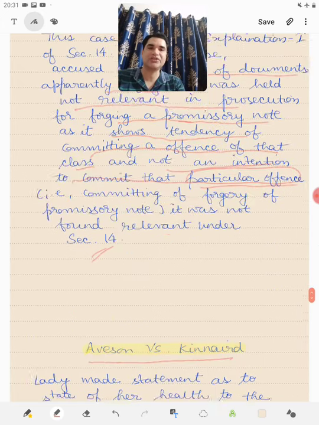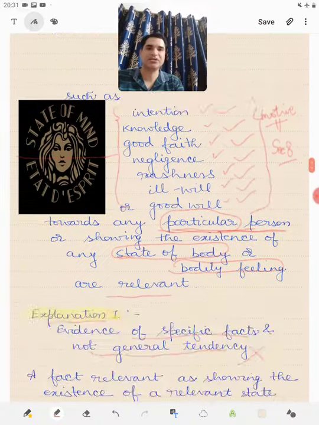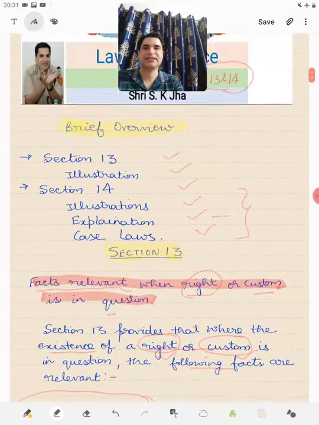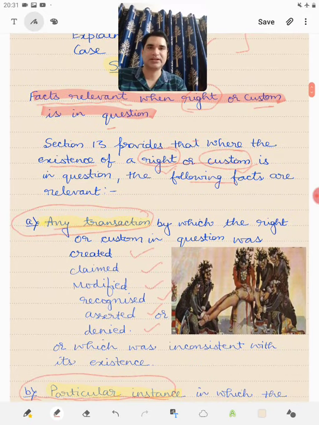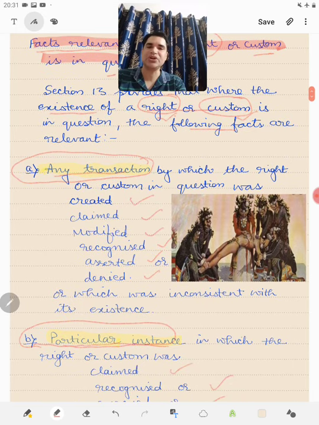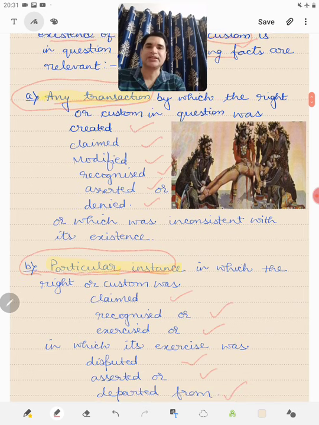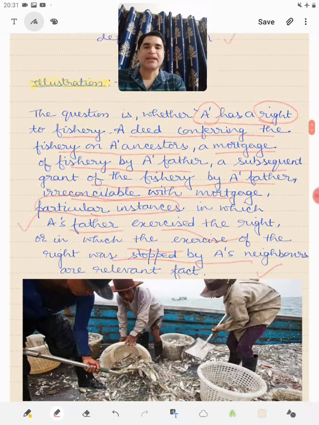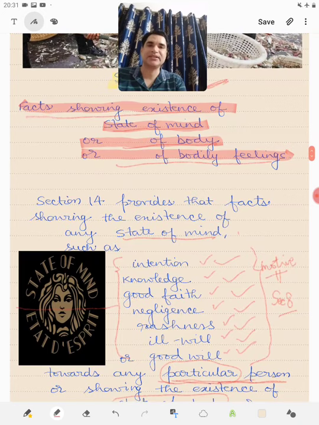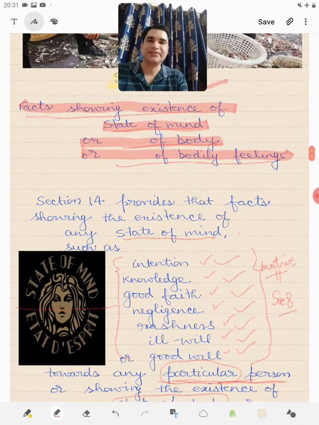We'll just have a quick revision of all that we have done in this section. We did two sections, section 13 and section 14. Under section 13, the question is whether a certain right or custom exists or not. In that case, any transaction or particular instance in which that right or custom was exercised or came into question would be relevant. Similarly, section 14 makes relevant any fact which shows the existence of state of mind, state of body, or bodily feeling.